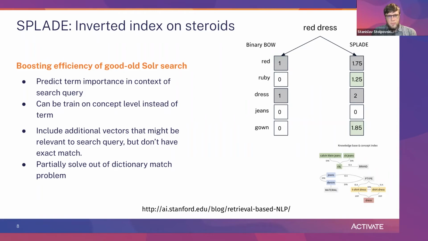That helps to solve out-of-dictionary match problems, which previously could be solved only using dense retrieval. It's not solving it the same way, because you can have an index without any terms even close to this, and dense retrieval can work with this, but SPLADE cannot. But it still helps to improve relevancy a lot.